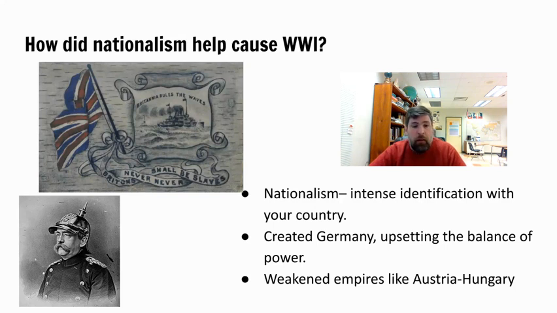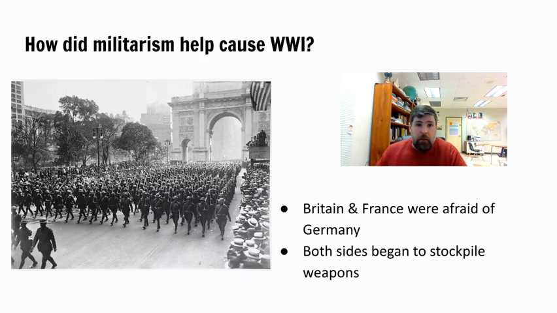So that's one thing. Another thing is that nationalism started weakening empires, like the Ottoman Empire, like Austria-Hungary. These empires control many different groups of people, and a lot of those people start wanting to have their own country because they're feeling nationalism, and so they start to want to have their own place that represents them. So that's going to create instability as well. Okay, that's nationalism.